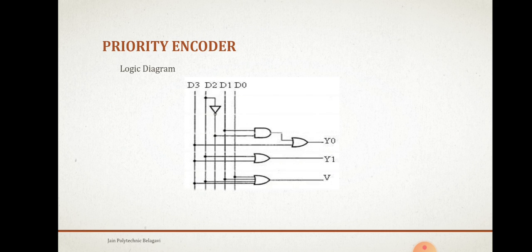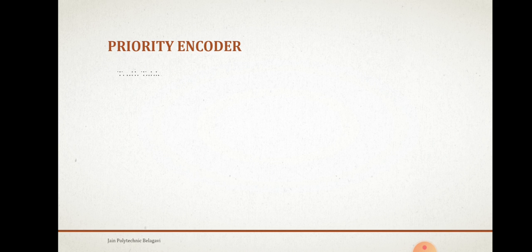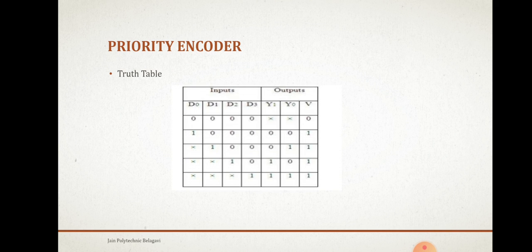The priority encoder logic diagram will be shown here. D0, D1, D2, D3 are the inputs, and there will also be three OR gates, one AND gate and one NOT gate. You can observe that. Next there will be a truth table for the priority encoder. D0, D1, D2, D3 are the inputs and the outputs are Y0, Y1 and V.